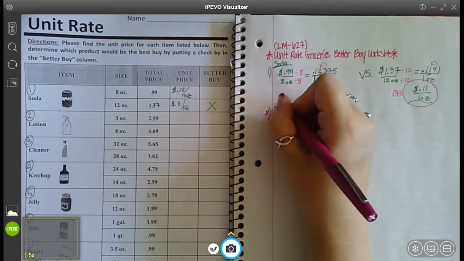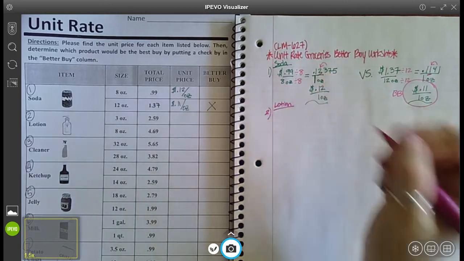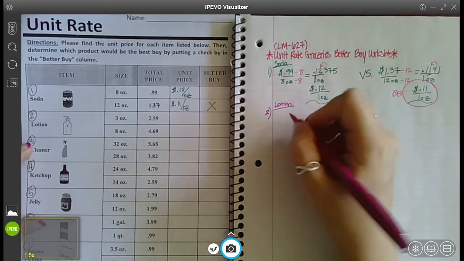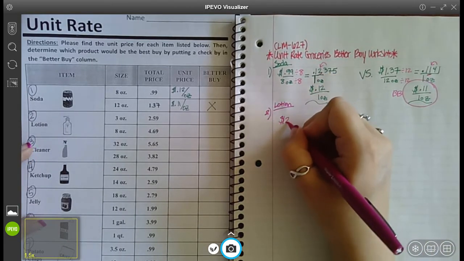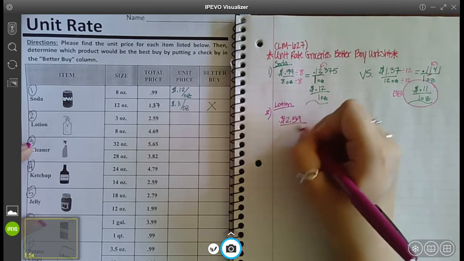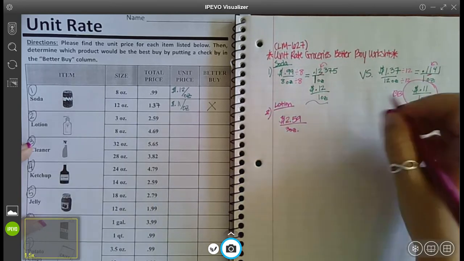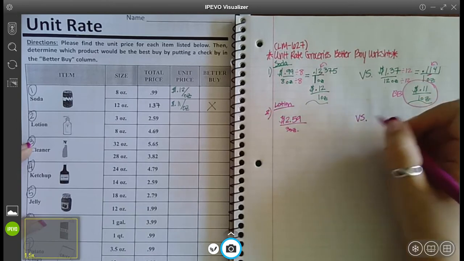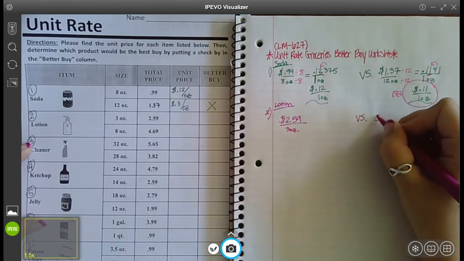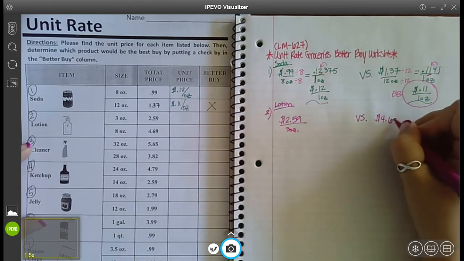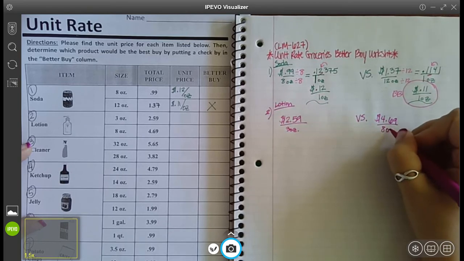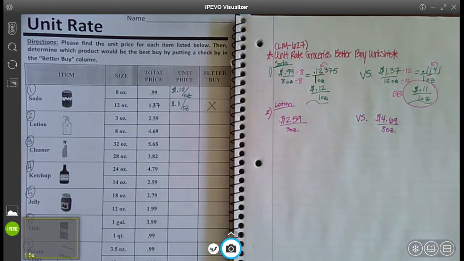Okay, number 2. This one's talking about lotion. And for the lotions, I have 2 options. I can either do it for $2.59 for 3 ounces, or I have the option of $4.69 for 8 ounces. I want to know which one I should buy. Which one's the better buy?